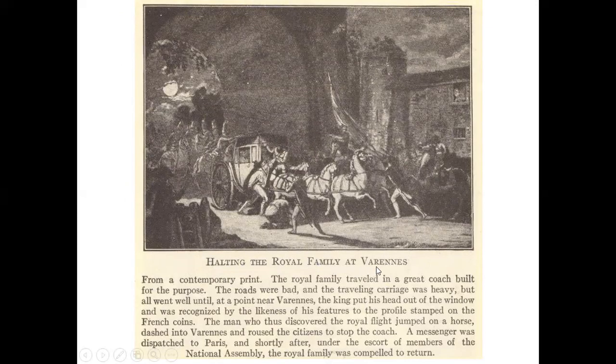Halting the royal family at Varennes. From a contemporary train, the royal family travelled in a great coach built for the purpose. The roads were bad and the travelling carriage was heavy, but all went well until at a point near Varennes, the king put his head out of the window and was recognized by the likeness of his features, the profile stamped on the French coins. The men who thus discovered the royal flight jumped on their horses, dashed into Varennes, and roused the citizens to stop the coach. A messenger was dispatched to Paris, and shortly after, under the escort of members of the National Assembly, the royal family was compelled to return.